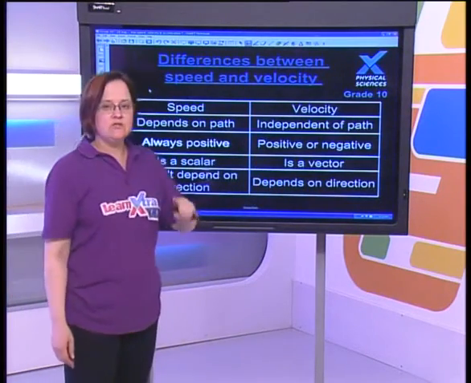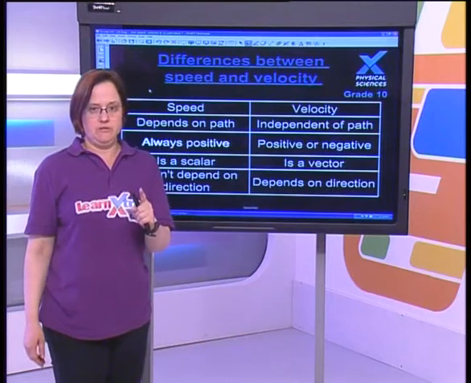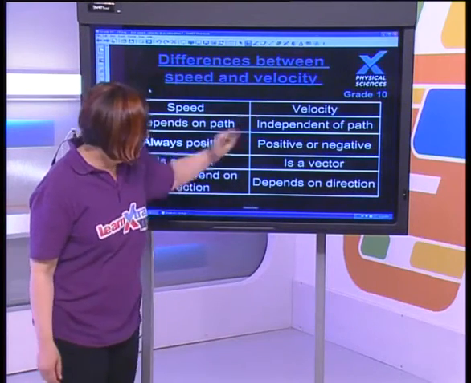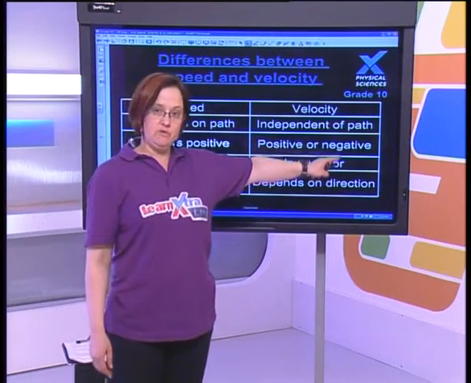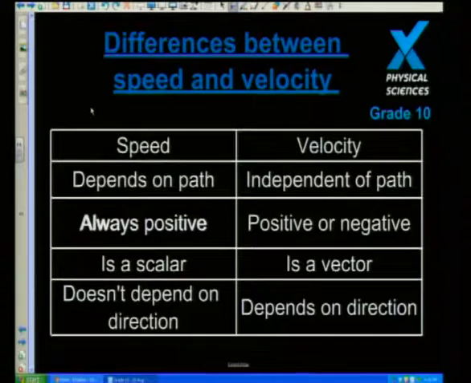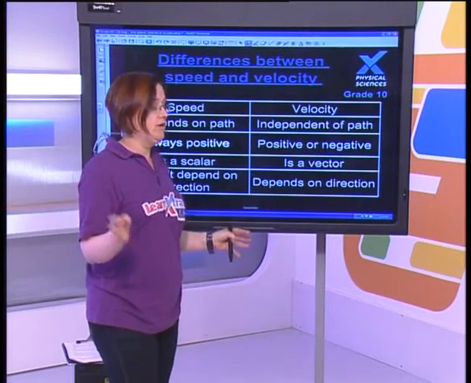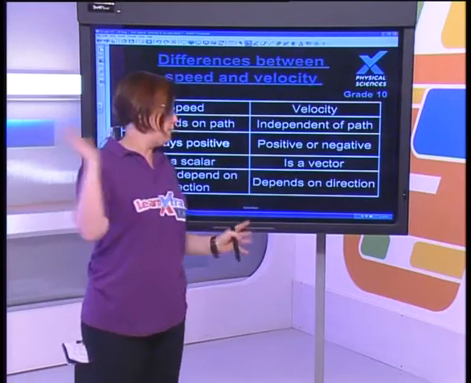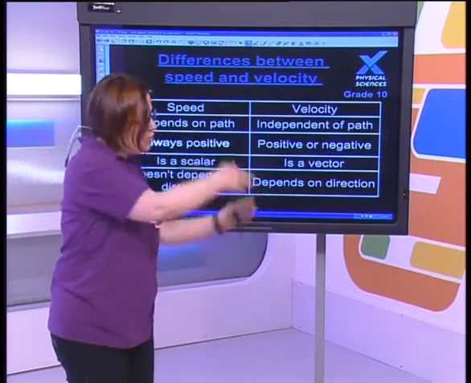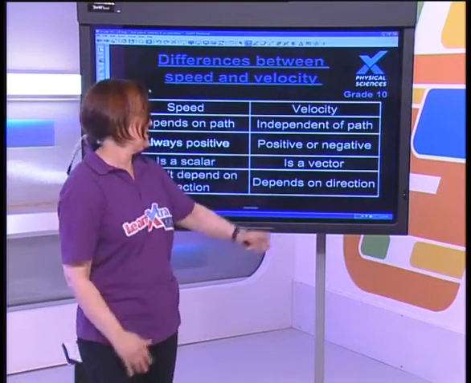Speed is always, always positive, never negative. Velocity can be positive or negative, depending on direction. Speed is a scalar. Velocity is a vector. Speed does not depend on direction. Very, very important that you get this. We do not care which direction you went in. We don't care how many times you double back or how many times you went west, because all we do is take all the little pieces, add them together, and get your total distance.